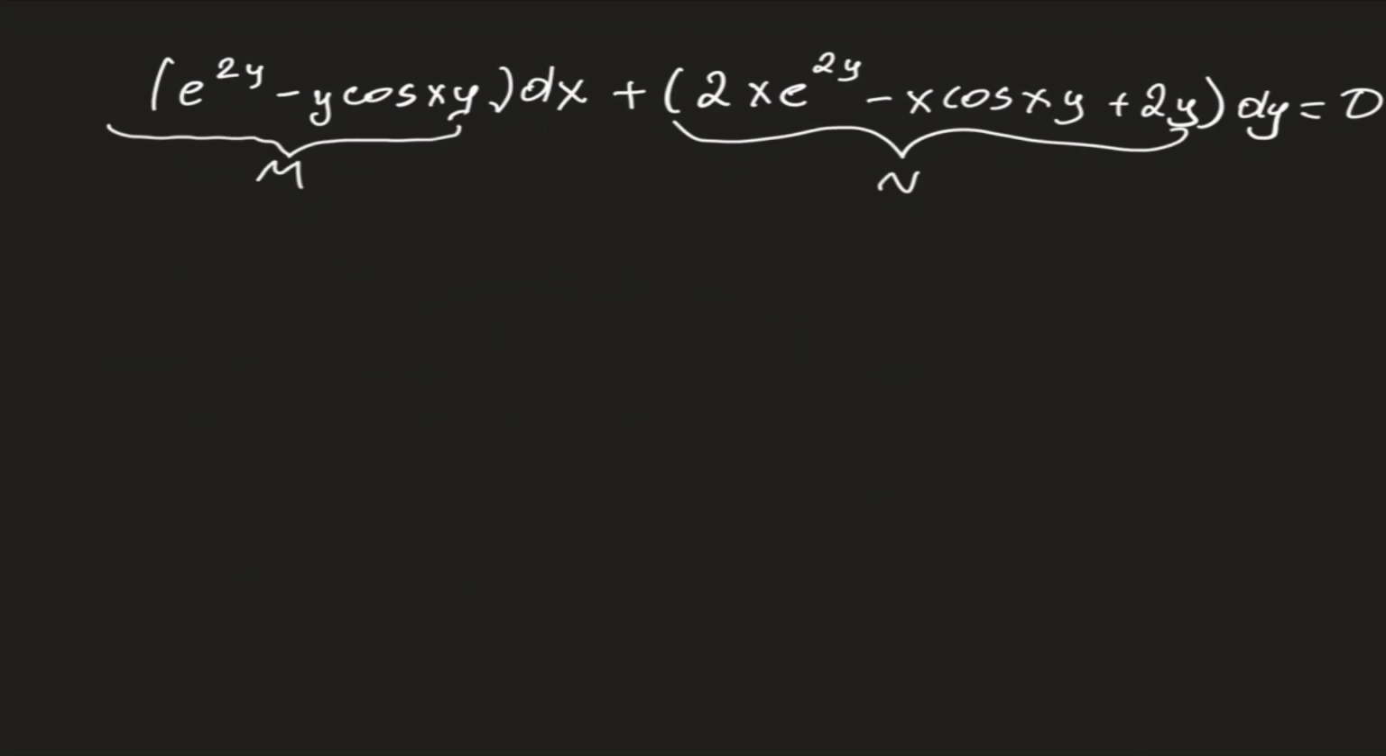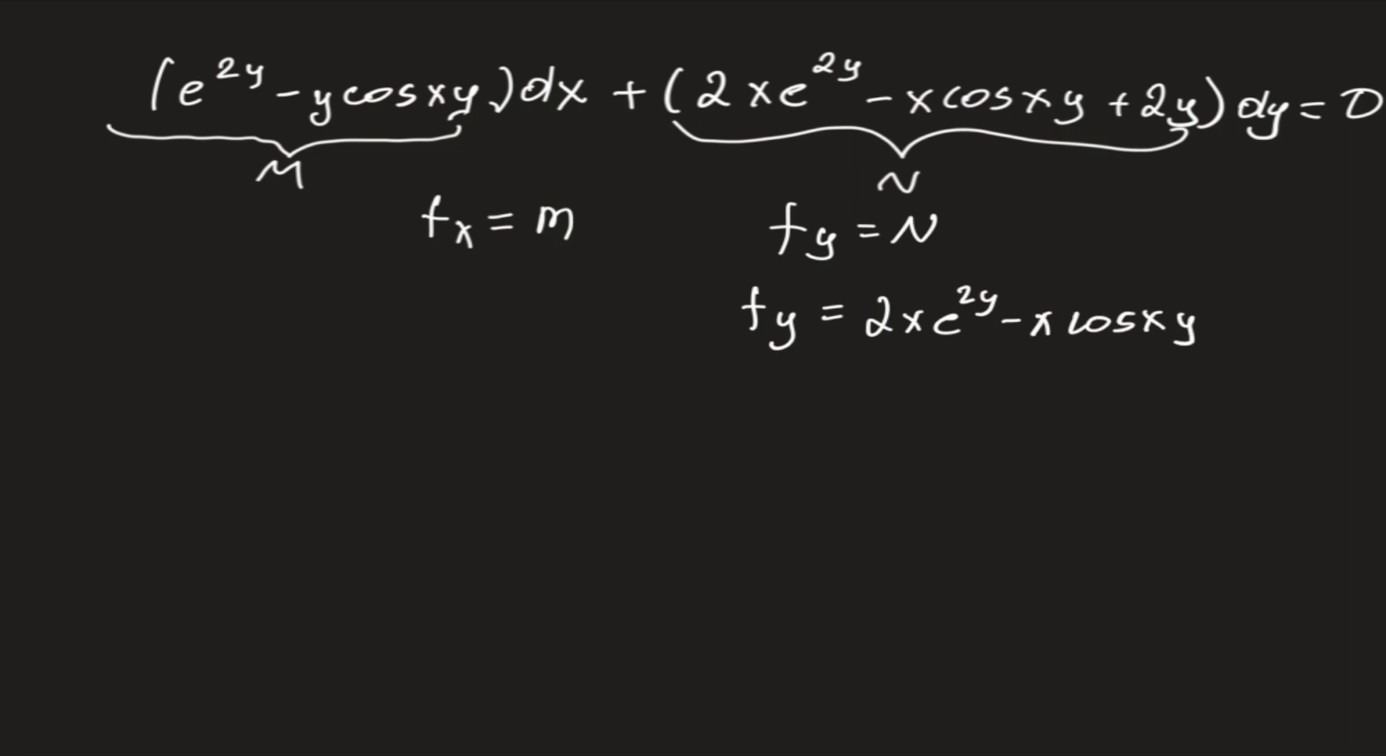Now that we proved that we can go ahead and solve this, we know that the partial with respect to x is going to be equal to m, and the partial with respect to y equals n. And as I said in the beginning of this example, I'm going to start with the n part first, just to show you that it does indeed work. So my partial derivative with respect to y is n, which is 2x e to the 2y minus x cosine xy plus 2y.